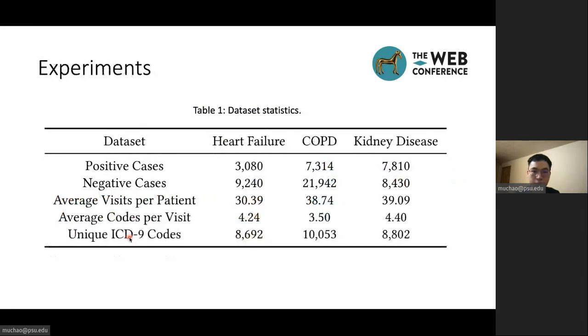And this is so much about our framework. And in the next part, we're going to talk about our experiments. In the experiments, we conduct our experiments on three datasets: the heart failure dataset, the COPD dataset, and the kidney disease dataset. And these are the statistics of the datasets.